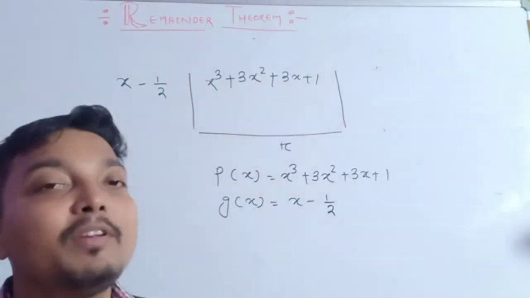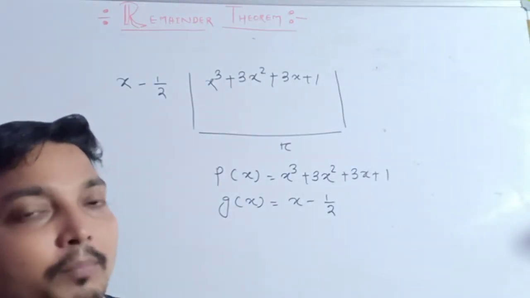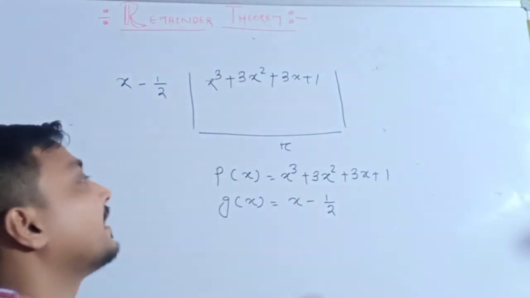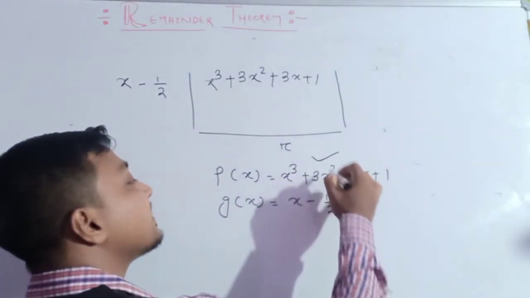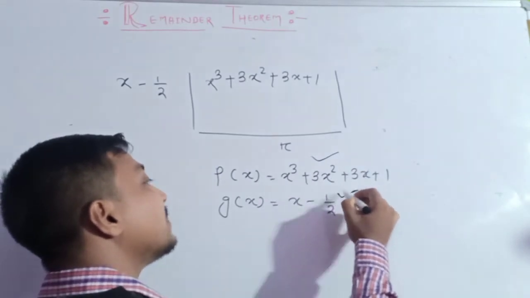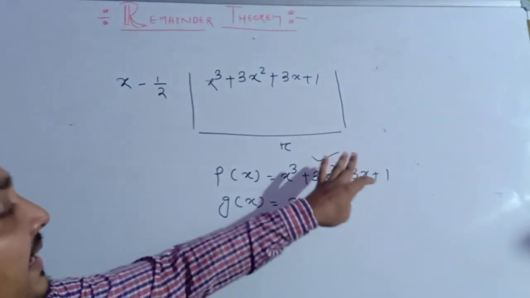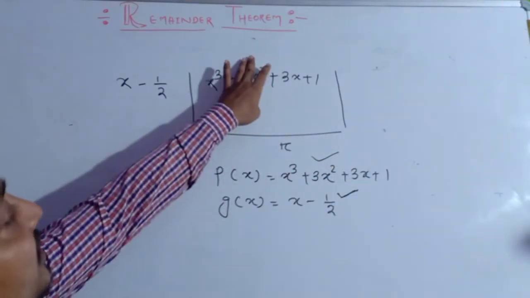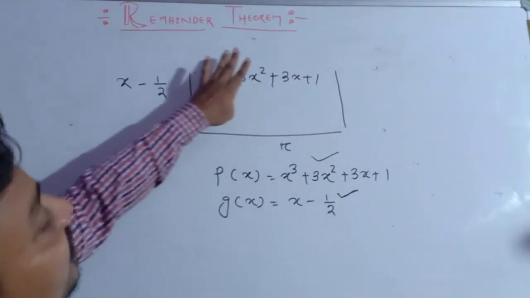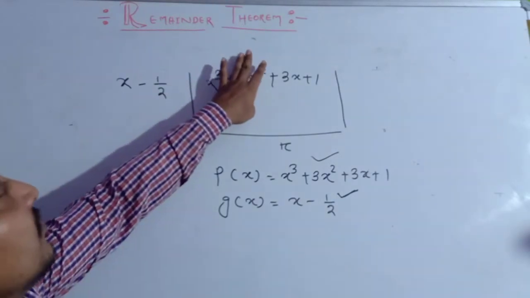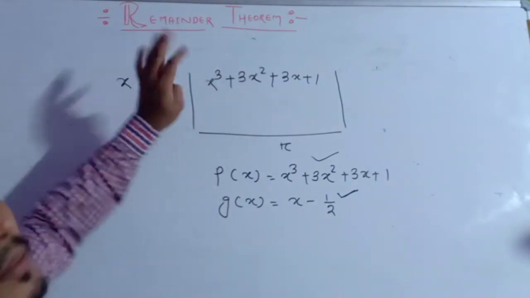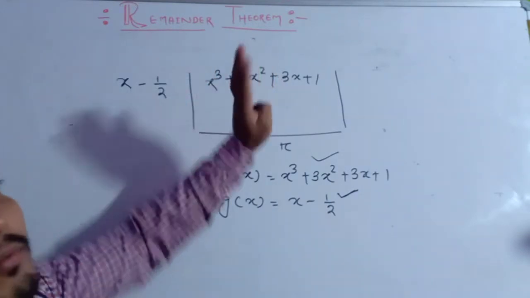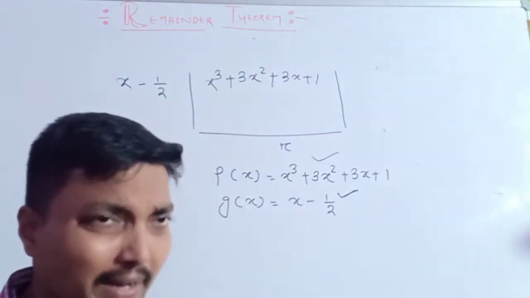Our trick is, before dividing one polynomial by another, first check whether the degree of the polynomial is greater than or equal to the degree of the divisor. Either it will be the same as the degree of the divisor, or it must be more than the degree of the divisor. Yes, here the degree is 3, here the degree is 1. So for this, the first condition is satisfied.